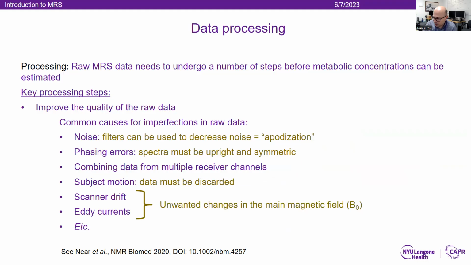Scalar drift and eddy currents are due to unwanted changes in the main magnetic field, and there are tools to deal with those. The paper that you see referenced here is a very good resource for this first processing step.